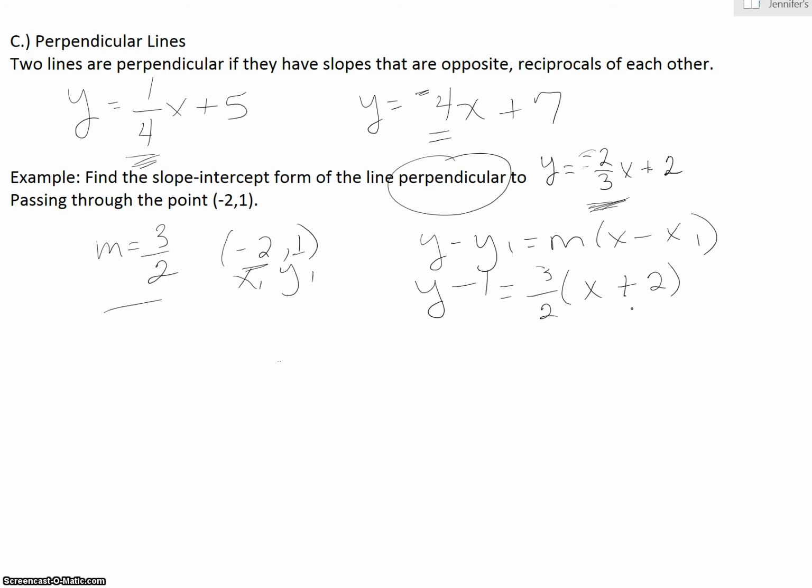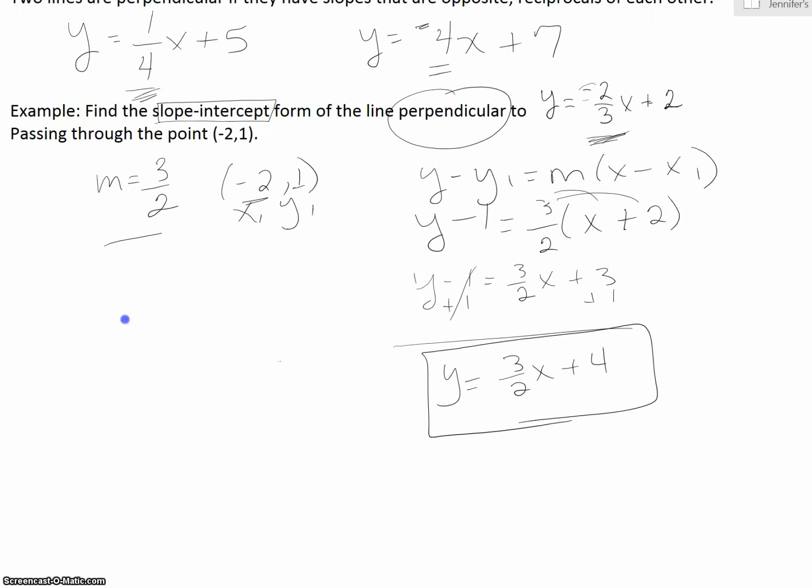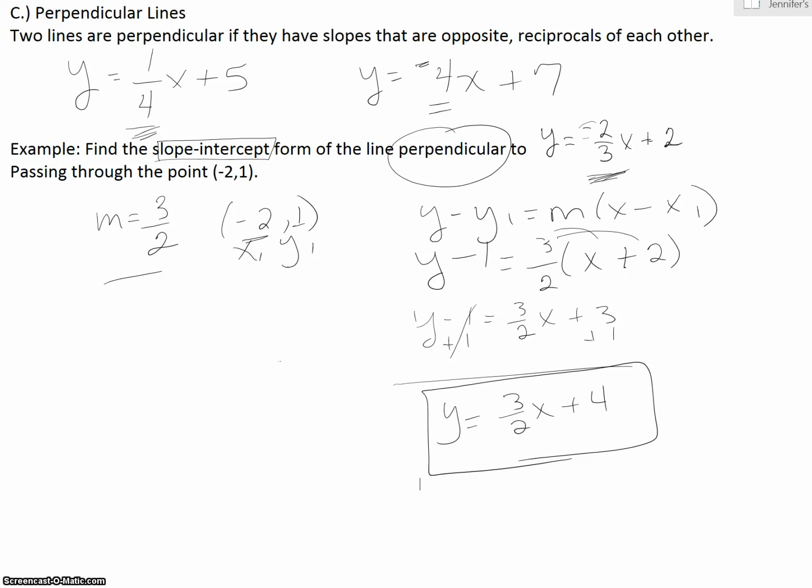All right, they did tell us this time that they wanted it in slope-intercept form, so I'll go ahead and do that. So we have y minus 1 equals 3/2 times (x plus 2). I'm distributing here, and 3/2 times 2 is 3, because the 2 cancels with the 2 on the bottom. I'm going to add 1 to both sides, and I'm going to get y equals 3/2 x plus 4. And that's in slope-intercept form. And that's the end of this video.